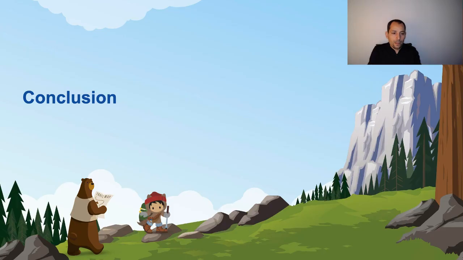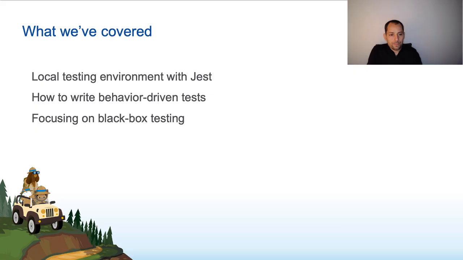All right, so it's now time for me to conclude. What we've seen today is how you can do local testing with Jest. We saw the configuration of the project, how you can run the different commands. We also saw a reminder of how to write behavior-driven tests. Remember the given, when, then phases, three different phases with each of them specific goals.